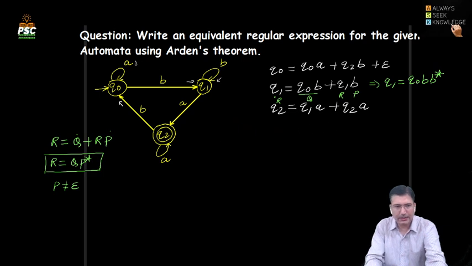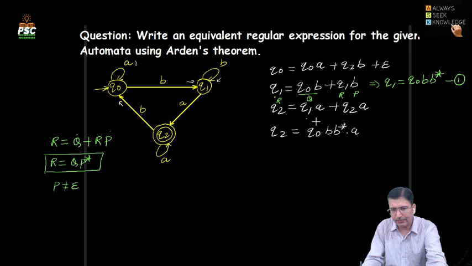The equation which we get from here, let's say this is equation 1. Based on this equation, I am just passing this value Q1 here. If we pass this value here, what will it give us? It will give us Q2 is equal to, instead of Q1 you write Q0 B star followed by A, because this A is there, plus Q2 A, right? So this will be converted like this.